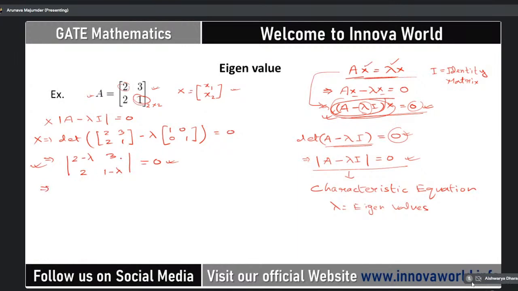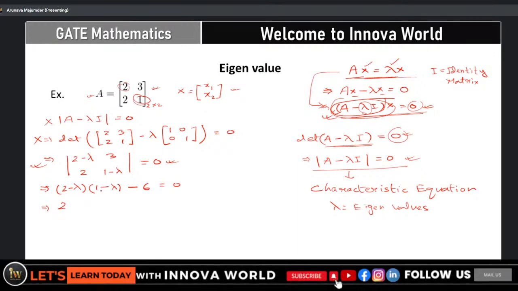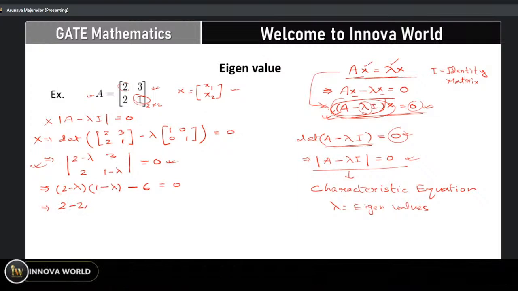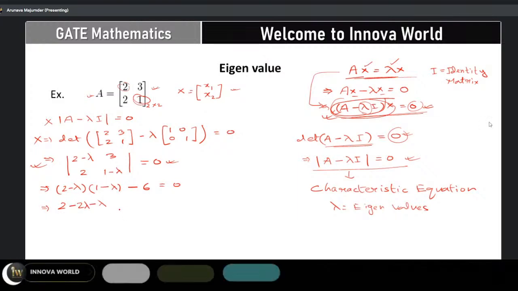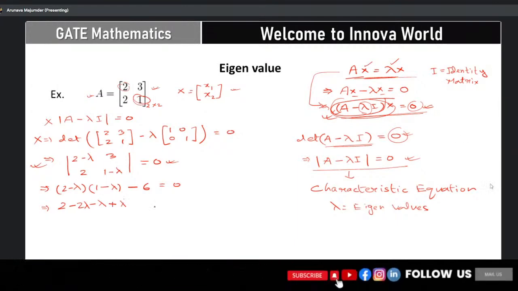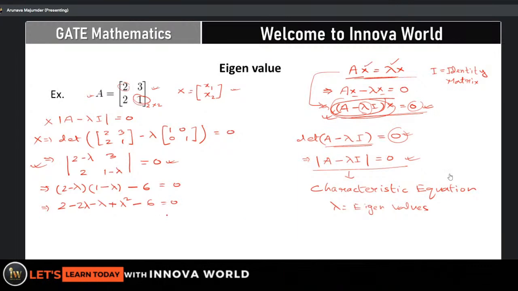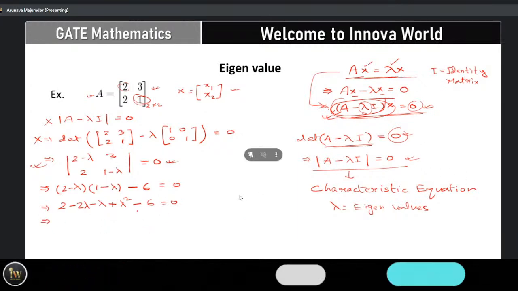So the determinant, if I expand it, I have (2 minus lambda) into (1 minus lambda) minus 6, 3 into 2 is 6, equal to 0. Again solving this, we get 2 minus 2 lambda minus lambda plus lambda squared minus 6, which is equal to 0. Now you need to solve this equation and find the value of lambda. This is a quadratic equation.